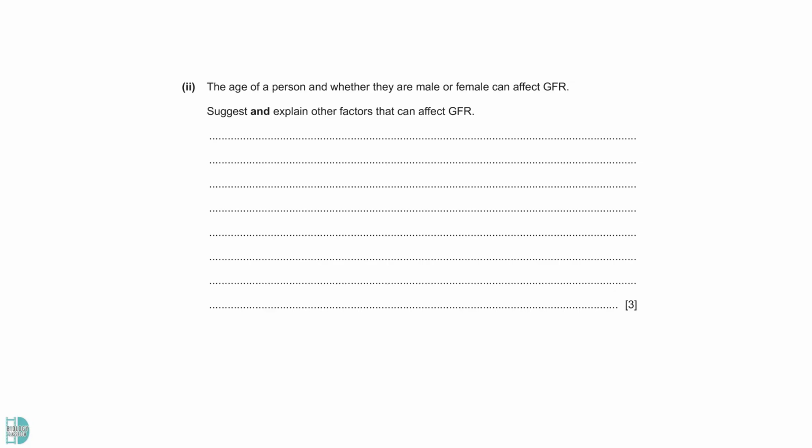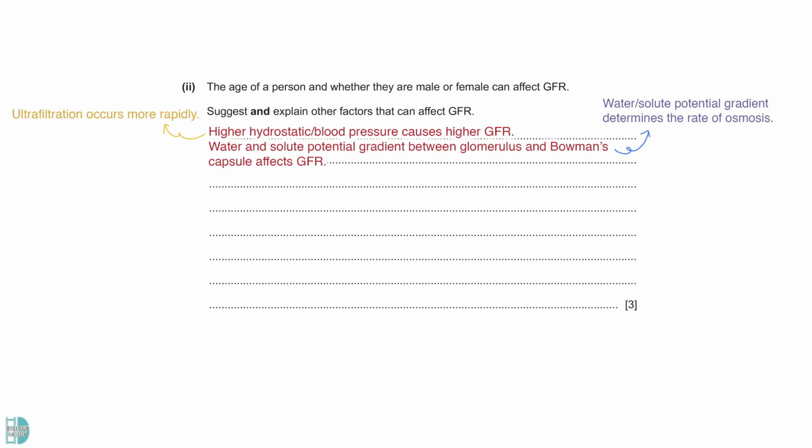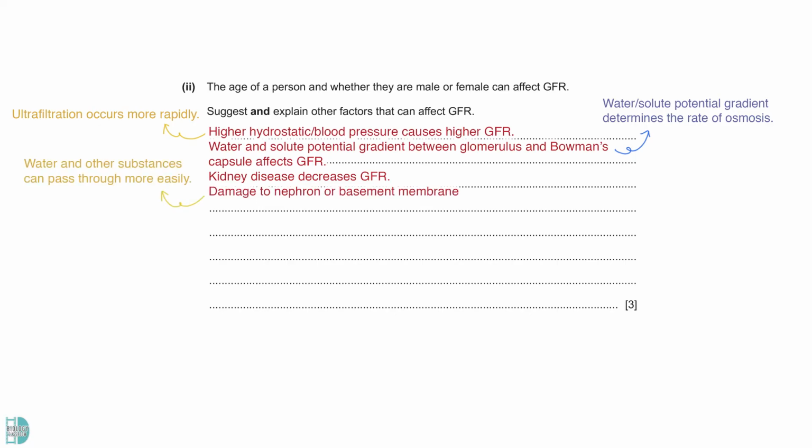2. Suggest and explain other factors that can affect GFR. It can be affected by the hydrostatic or blood pressure. If the pressure is higher, ultrafiltration occurs more rapidly and GFR will be higher. The water and solute potential gradient between the glomerulus and Bowman's capsule can affect GFR, as it will determine the rate of osmosis. Some kidney diseases can reduce the efficiency of nephrons and decrease GFR. Damage to the nephron or basement membrane can cause more filtrate to be formed in a shorter time, as water and other substances can pass through more easily.